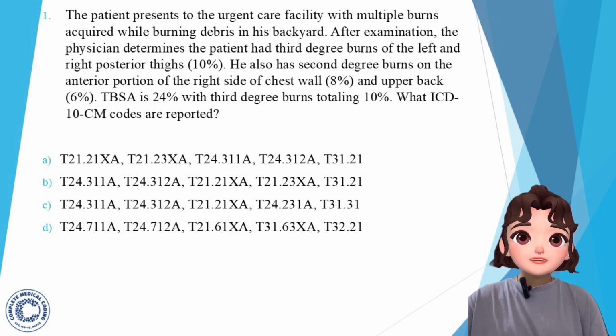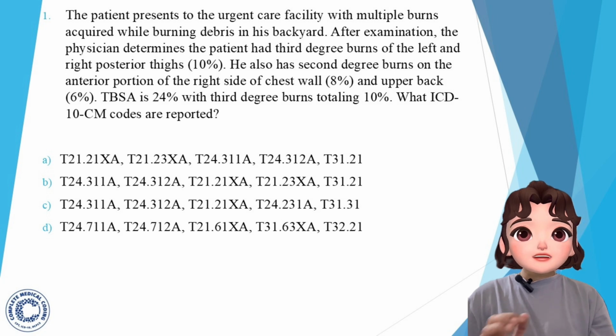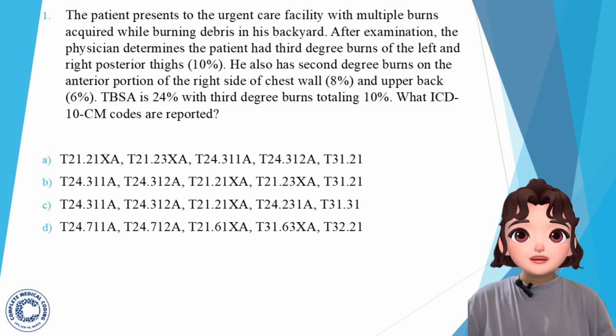The fourth code in option C, T24.231A, is burn of second degree of right lower leg, which is incorrect. So we have concluded that our answer will be in option B. So these four codes you have to code initially.